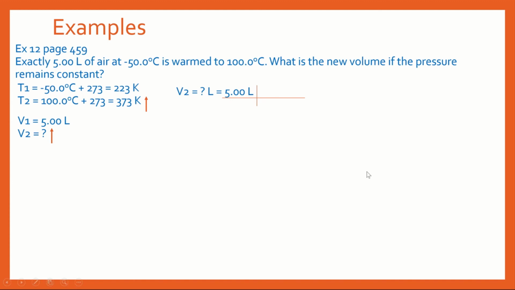So how am I going to get a larger value? Do I want the big number on top or the small number on top? I want to multiply my 5 liters by a number greater than 1, so I want to make sure my big number goes on top. 373 is larger than 223. So if I were to divide 373 by 223, I'd end up with a number greater than 1. That's good. When I multiply 5 by a number greater than 1, I'll end up with something greater than 5. And in this case, it's 8.36 liters.